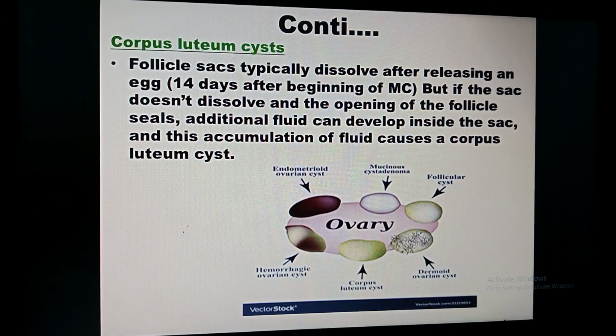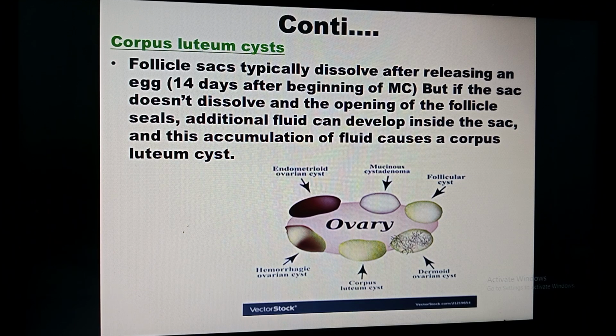Okay, the second one is a corpus luteum cyst. See, follicle sacs typically dissolve after releasing an egg. That is 14 days after the beginning of the menstruation cycle, the ovulation period I said. The follicle will break and the egg will release. After that, the follicle will dissolve. But if this follicle sac does not dissolve and the opening of the follicle seals, it remains like that only. Already it produces, I said, a small amount of fluid. So additional fluid can develop inside the sac, and this accumulation of fluid causes a corpus luteum cyst.